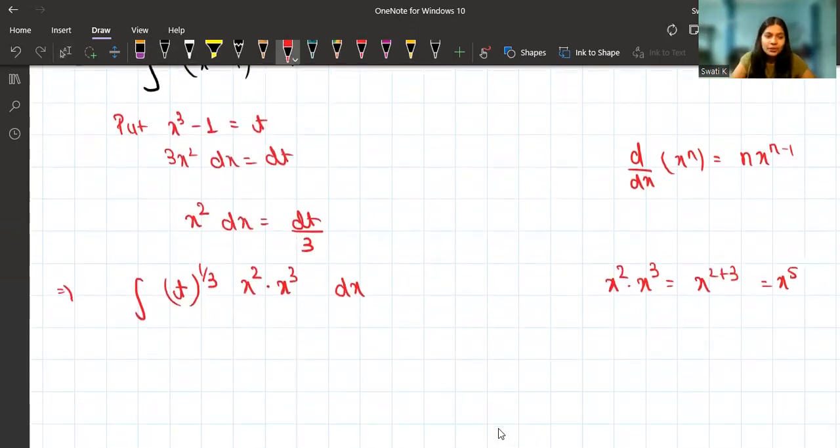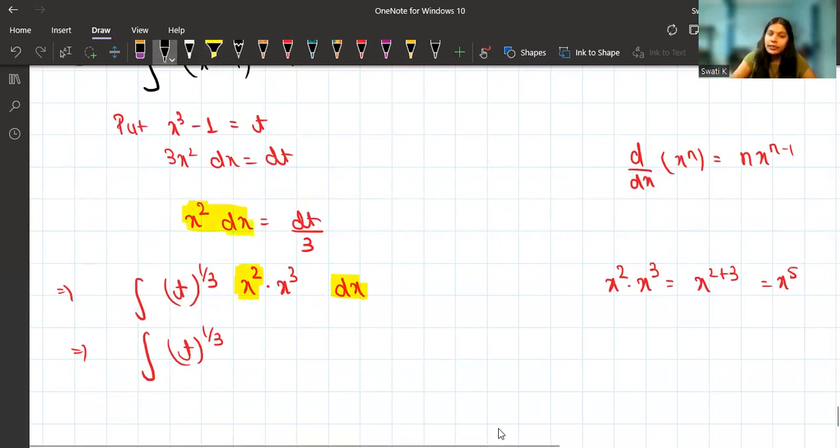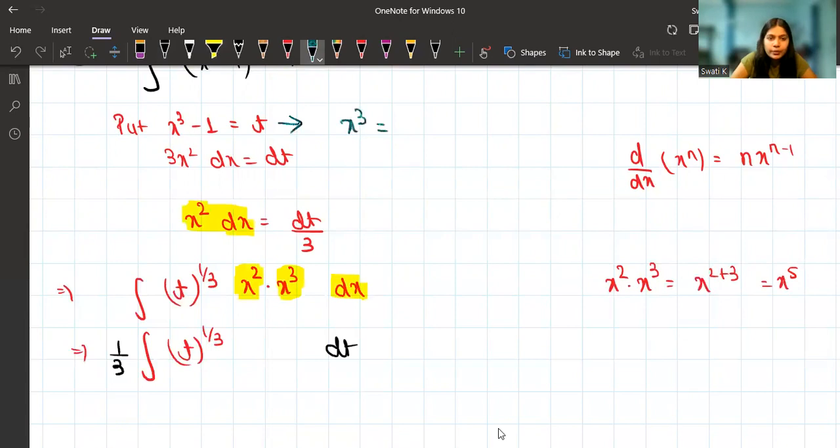Now what I'm going to do here, I am going to substitute something more. So t raised to 1 upon 3 as it is. Can you notice here that we have x squared dx? We have here x squared dx. Now for this x squared dx, I can put dt upon 3. So I'm writing dt, and upon 3, I'm writing outside the integration because that's a constant. Now for this x cube, from this, x cube is t plus 1, right? So I can substitute here x cube as t plus 1.